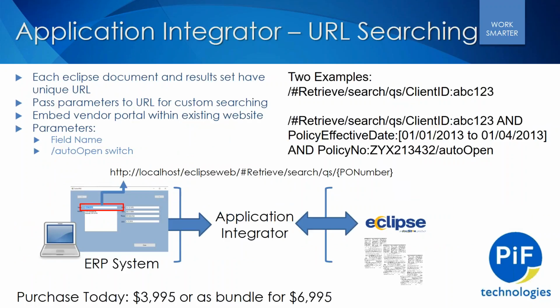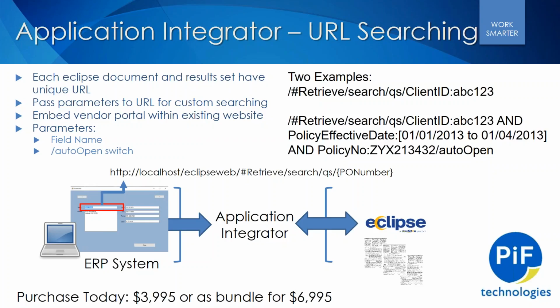All right, so Application Integrator is a very useful tool. The Application Integrator is going to take a command line, in this particular case in a URL-based kind of format, and you can see here this localhost Eclipse web. So this would be your Eclipse site, and you're going to pass in parameters to it. So this is a great way of embedding Eclipse documents within your website, your existing website.